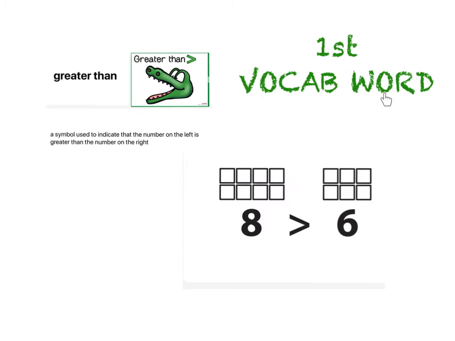Here we have our first vocab word, greater than, a symbol used to indicate that the number on the left is greater than the number on the right. And a funny way to remember the greater than symbol is to remember an alligator head.